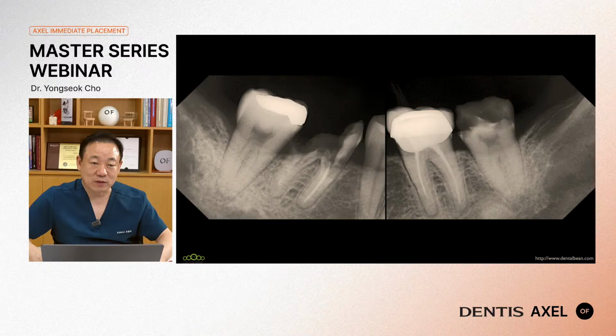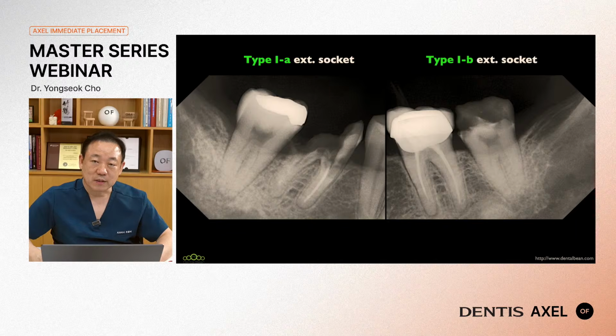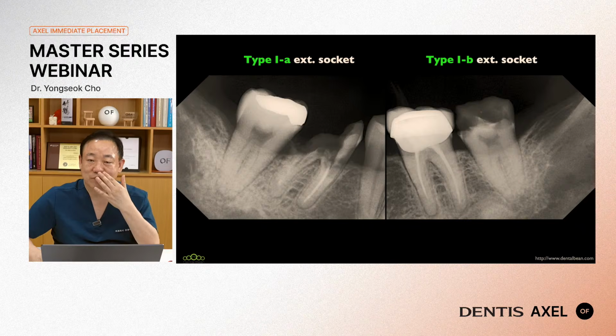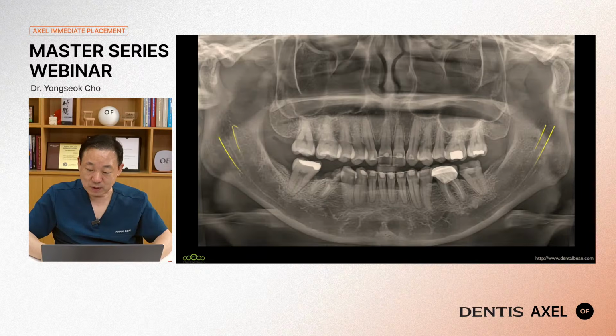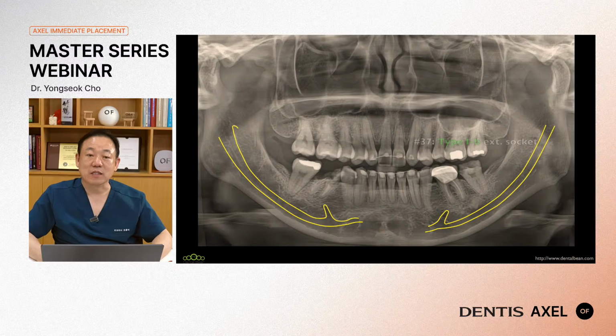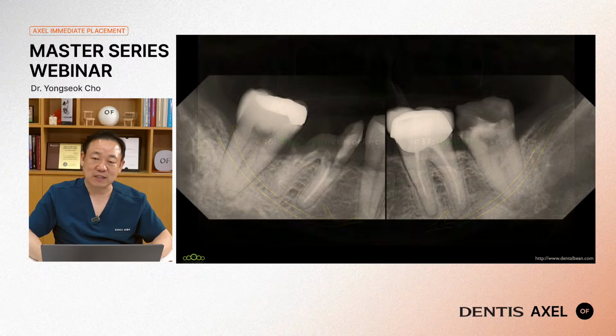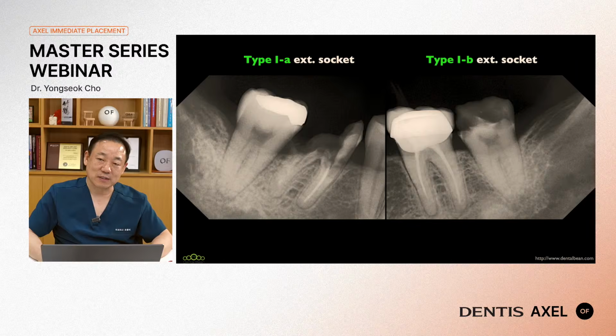The first molar is an endodontically treated tooth, so I must extract very carefully. In this radiographic image, on the left side, your right picture, it is type 1B extraction socket. Let me go back, sorry. It is not type 1A. The 46 is type 1A. The 37 is type 1B extraction socket. It is very near the mandibular canal.